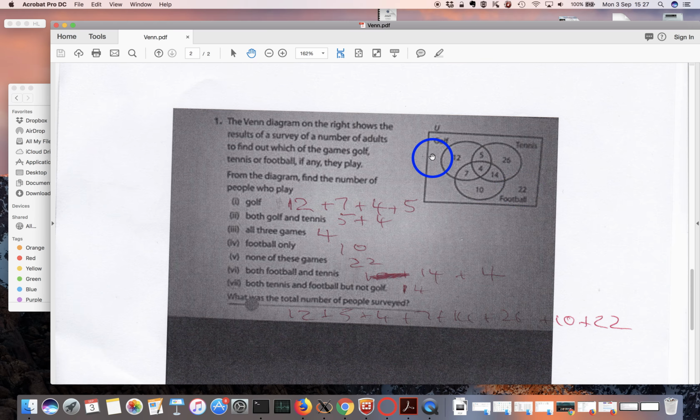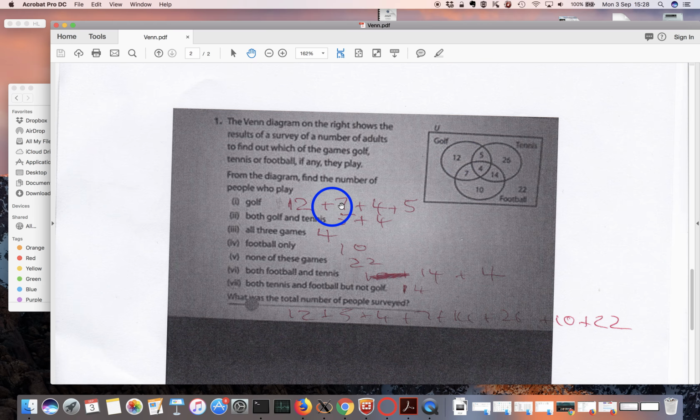Okay, so in this diagram, here's the universe again, it represents the sets, and then really the question is, can you convert understanding what the sets mean into relationships? Can you convert this diagram into questions like what is the union of the sets, or what is the intersection? Okay, so the first question is how many people play golf? So you have 12 people who just play golf and no other sports. You have 5 people who play golf and tennis, 4 people who play all 3 sports, and then 7 people who play football and golf.